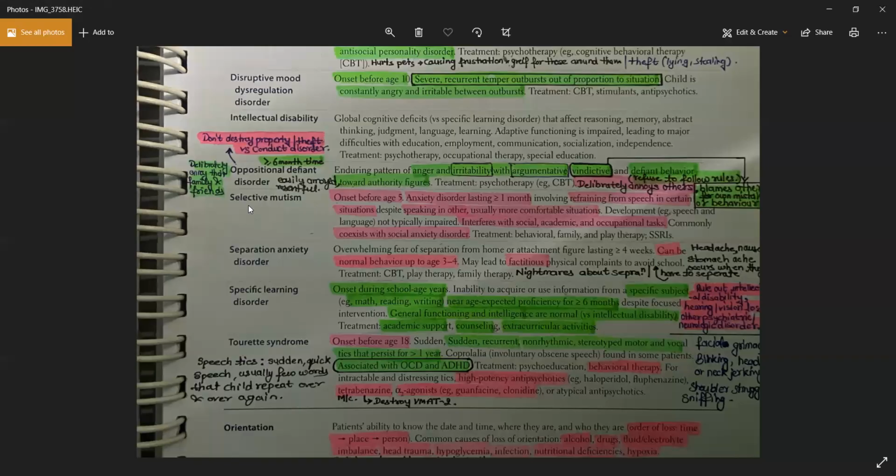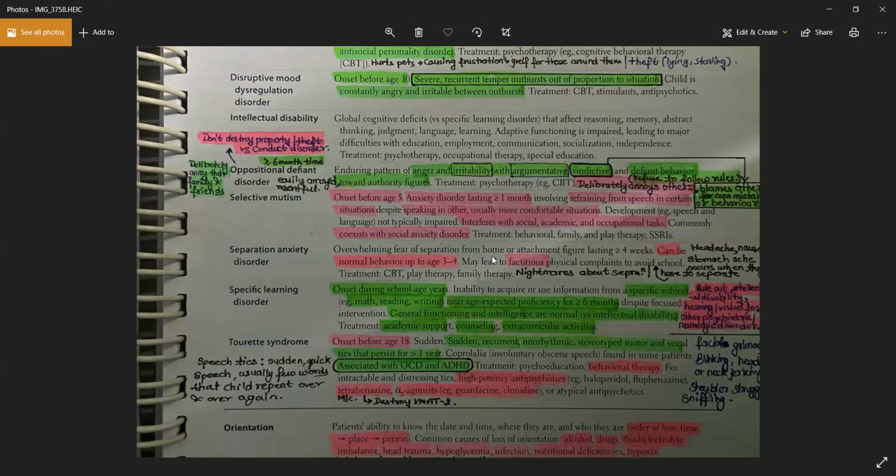Now you have the separation anxiety disorder. As the name suggests, the patient will have anxiety with the separation. It is basically the overwhelming fear of the separation from the home. Whenever the patient gets a thought of separating from home or going away from the home, they start having the symptoms.